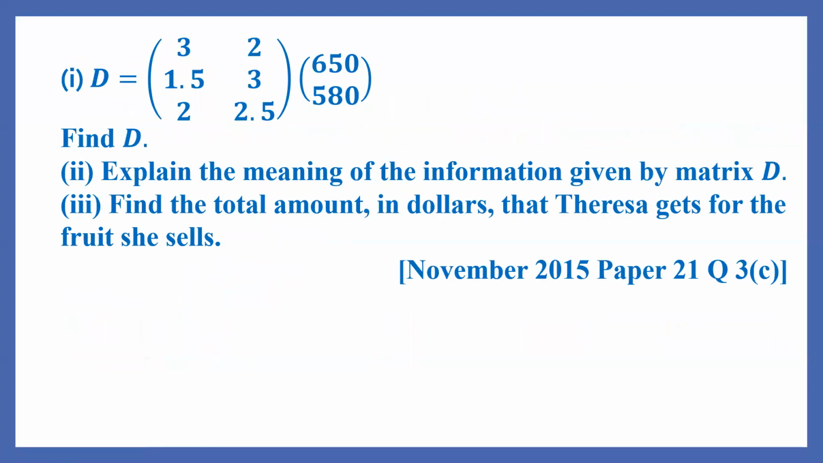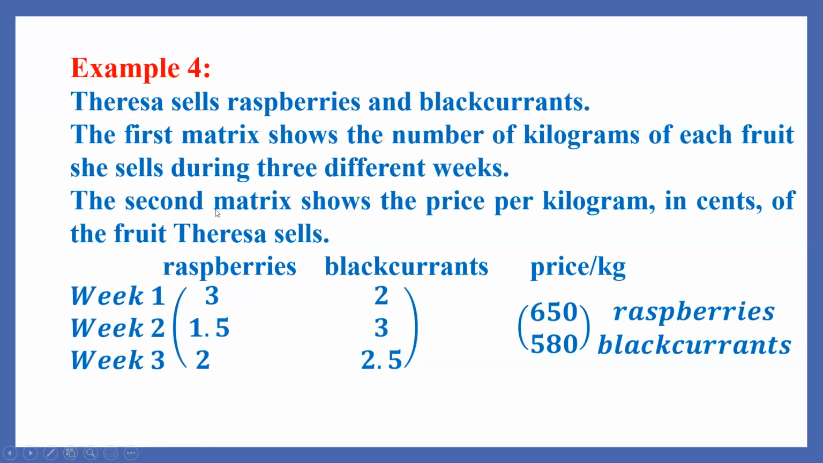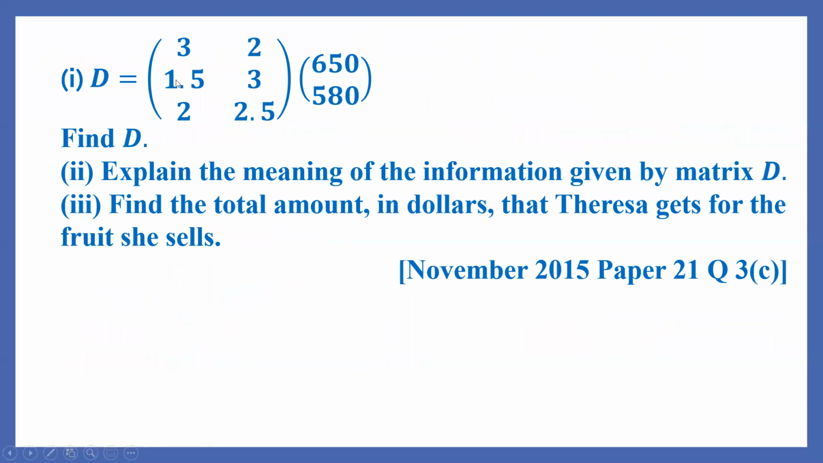First part, you're given these 2 matrices that we have seen in the question. So you have these 2 matrices. This is equal to D, and you need to find D. Second part, you need to explain the meaning of the information given by matrix D. And third part, you need to find the total amount in dollars that Teresa gets for the fruit she sells.